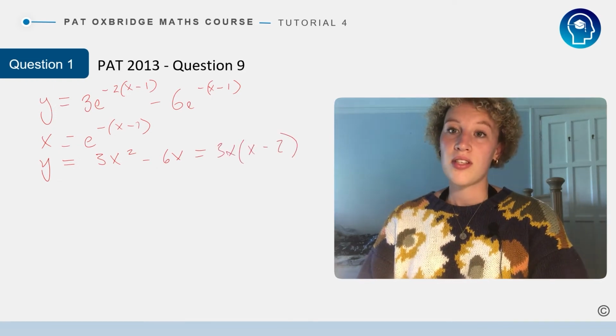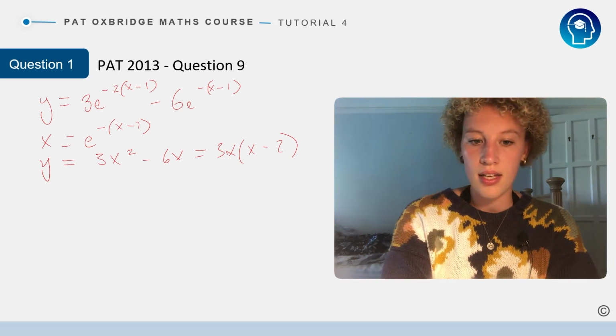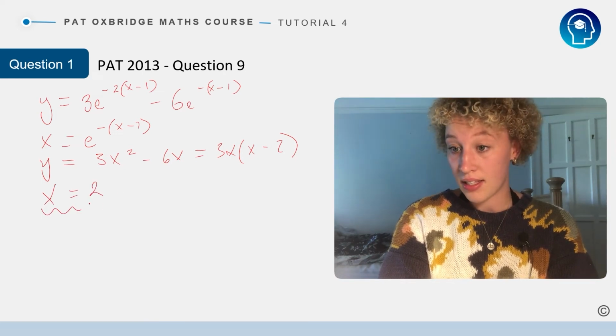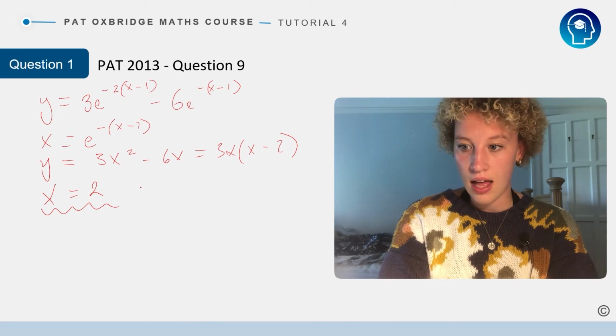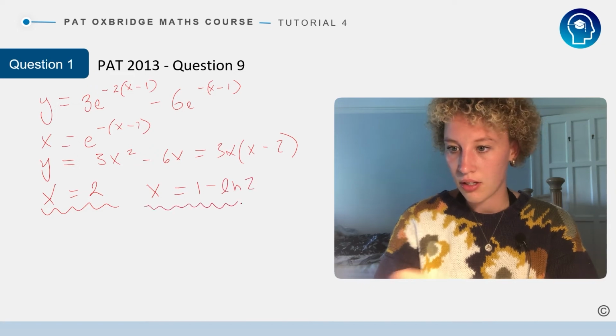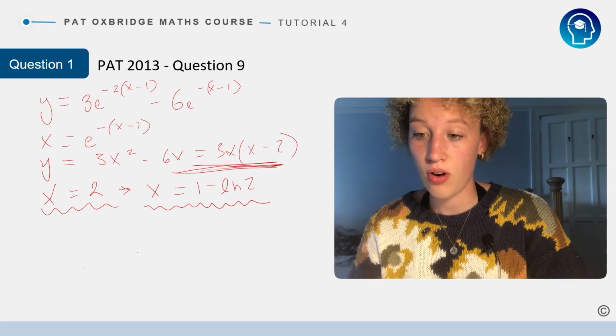And this allows us to find the roots of this equation. So the only root is X is equal to 2. And when this is the case, x is equal to 1 minus ln 2. So now we're going to have a look at finding the turning point in this graph.